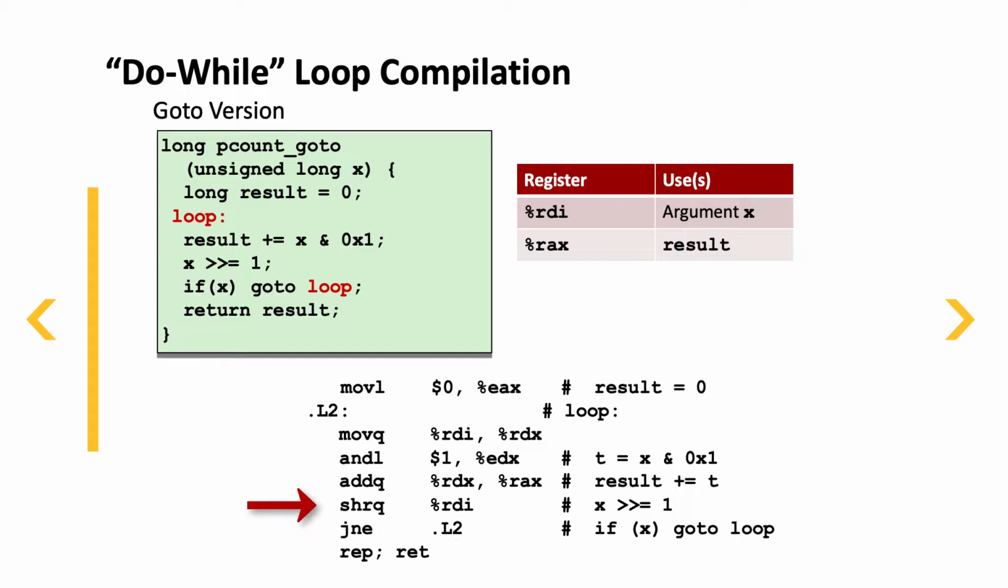And then we're going to shift our RDI. We're going to shift our input and then jump if not equal, right? Remember, not equal means that the zero flag's not set. And so that's basically exactly what that if X does. If it's 0, we fall out and just keep on going and return. If it's anything other than 0, then the not equal, the zero flag won't be set. That not equal will be true. And we jump up to the loop label L2.